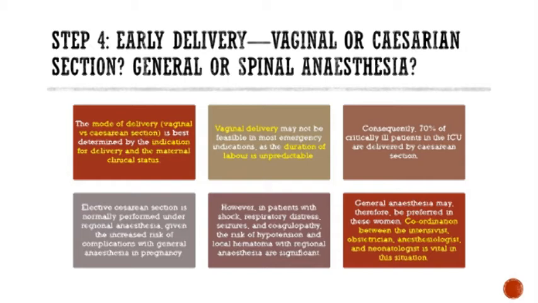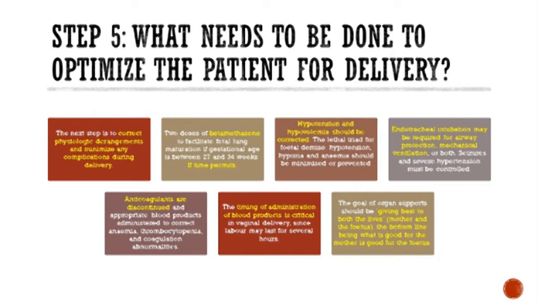So it is vital in this situation to have coordination between the intensivist, the obstetrician, the anesthetist, and neonatology as well. The next step is to correct the physiological derangements and minimize any complications during delivery. Two doses of betamethasone to facilitate fetal lung maturation are given if time permits.